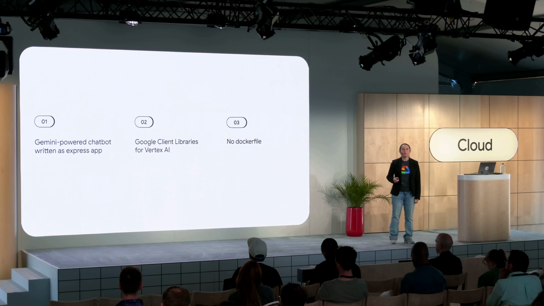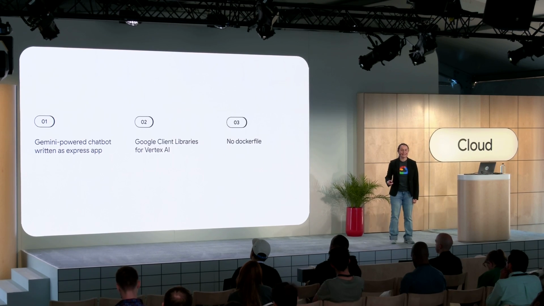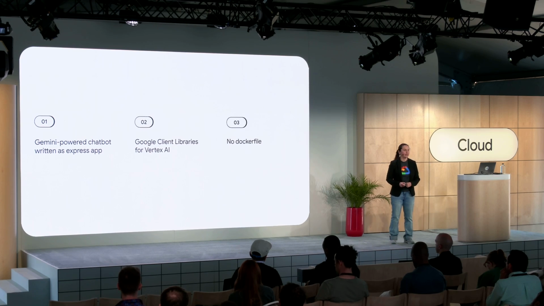And third, you're going to see in this first demo how Cloud Run uses buildpacks to automatically create a production-ready container based on your source code in case you do not have a Dockerfile. Now, if you have a Dockerfile, Cloud Run will use that Dockerfile instead. Let's go to the first demo.